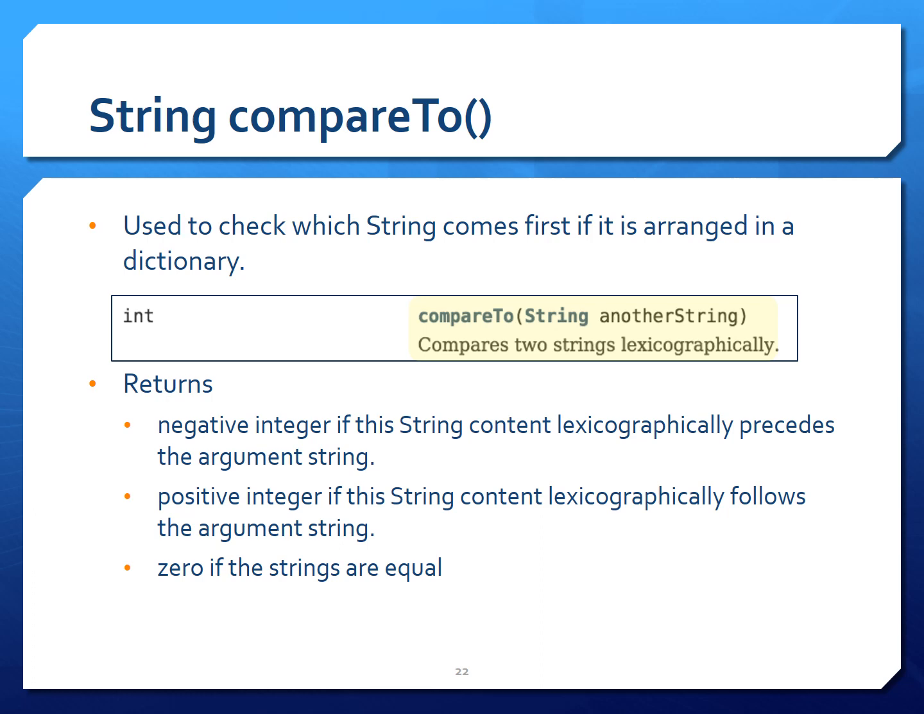Next, we will learn how to use the compareTo method. This method is used to check which string content comes first if it is arranged in a dictionary. The method returns a negative integer if this string content lexicographically precedes the argument string. It returns a positive integer if this string content lexicographically follows the argument string. The method returns 0 if the two strings' content are equal.